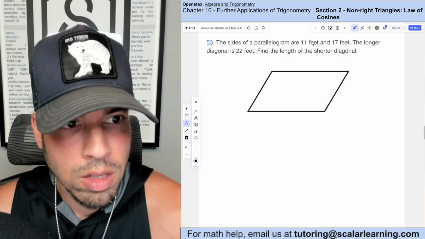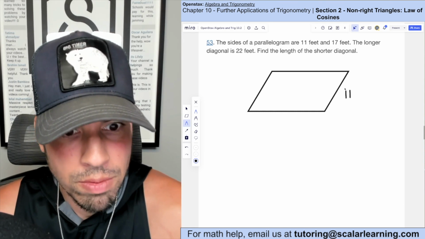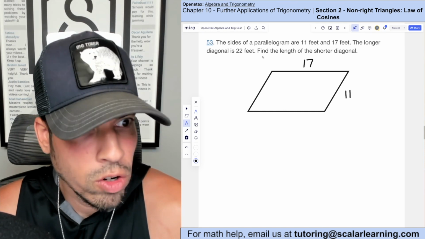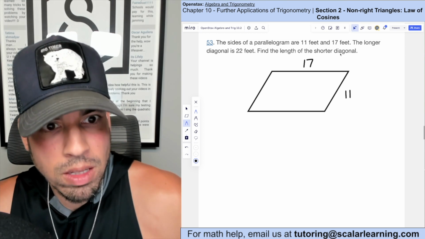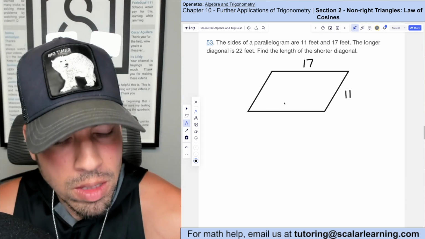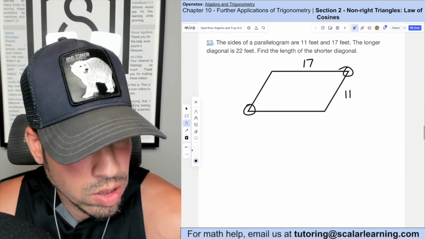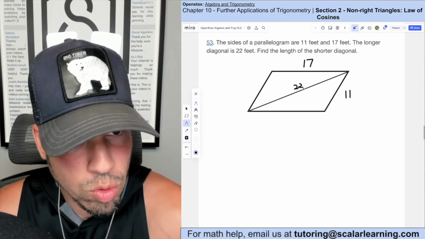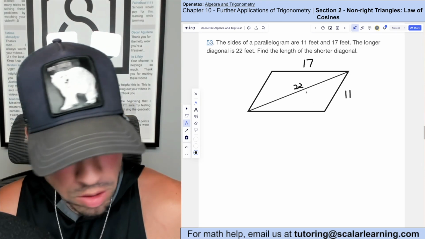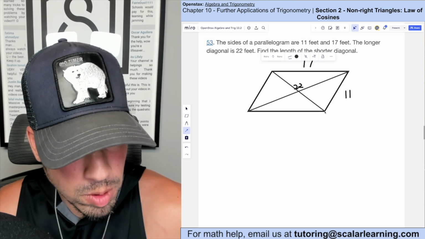Boom, done. The sides of a parallelogram are 11 feet and 17 feet. The longer diagonal is 22 feet. Find the length of the shorter diagonal. So when they mean the longer diagonal, it's going to be from this corner to this corner. So they're saying this one is 22, and they want the shorter diagonal, which would be from here to here, and I'm going to put that in red.